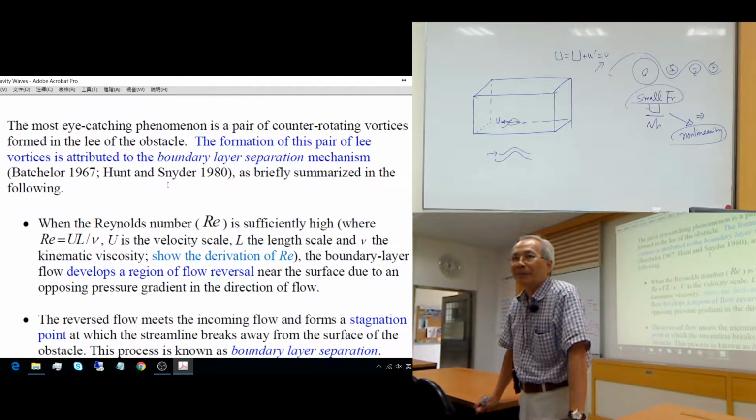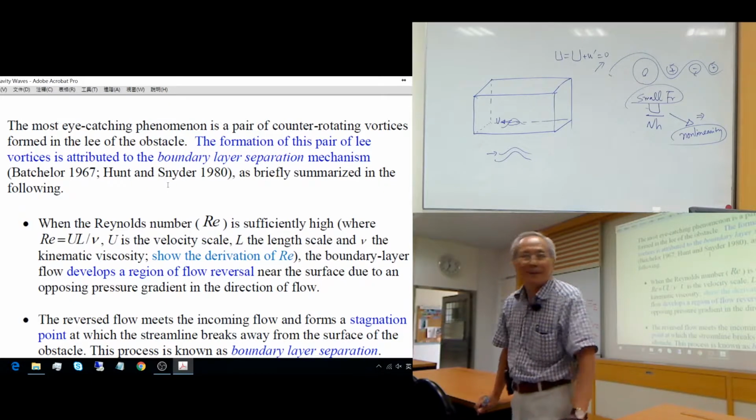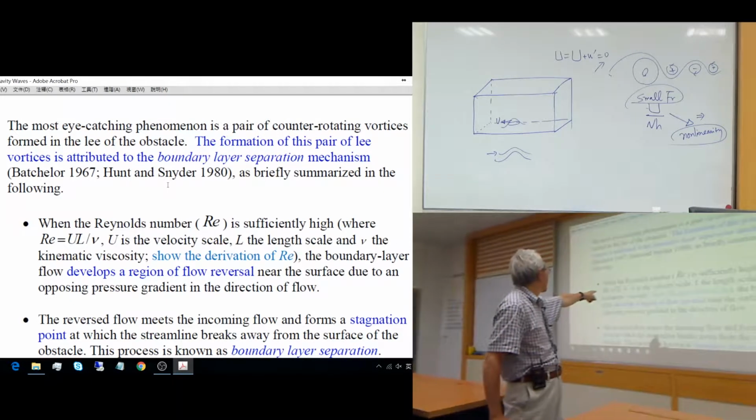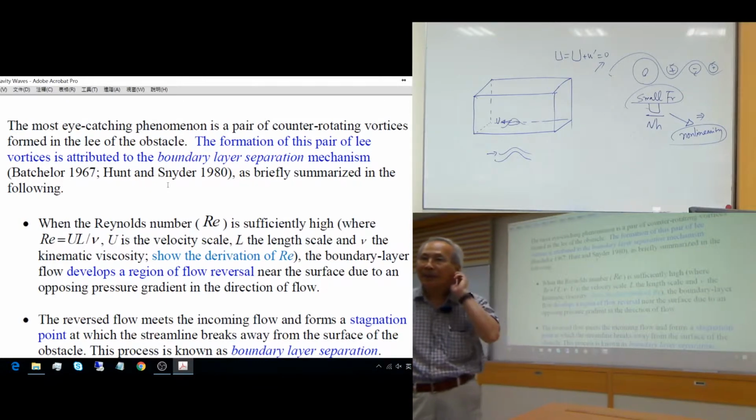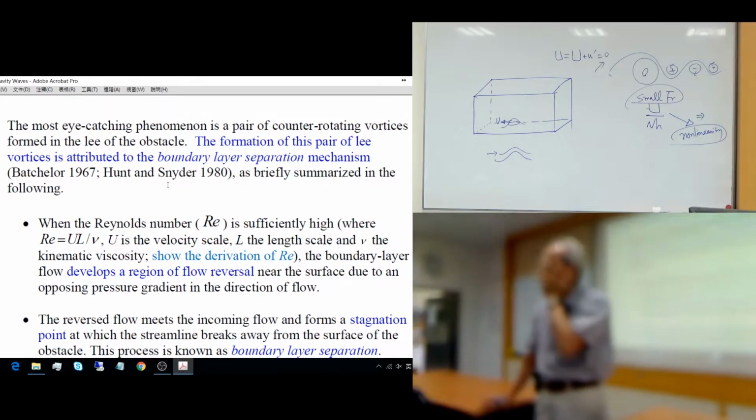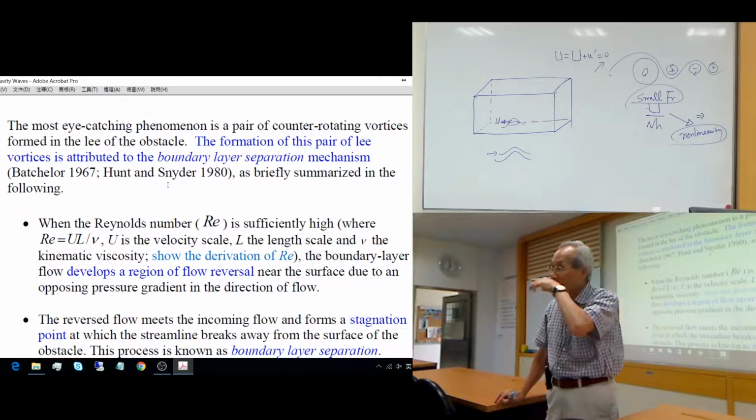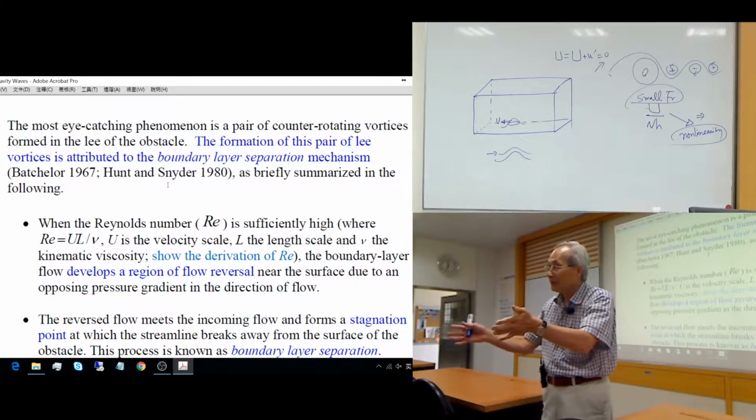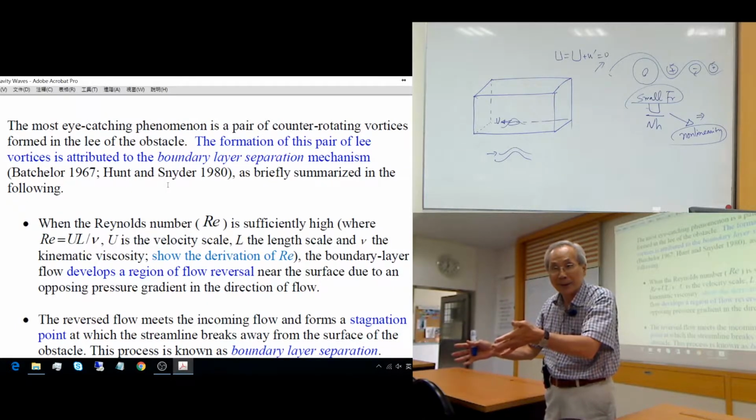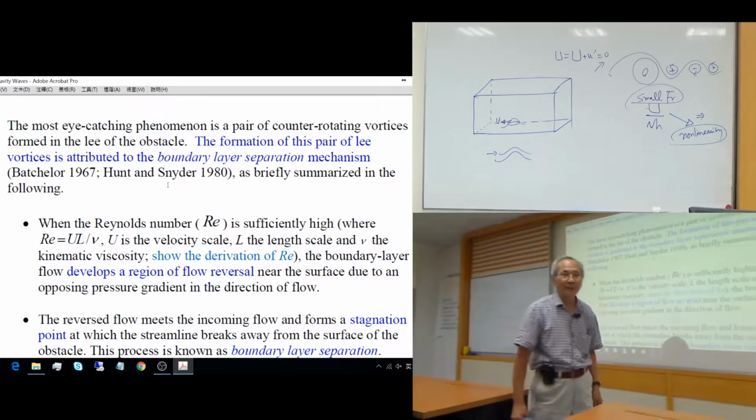The ratio of inertial force and viscosity. And the ratio of viscosity and U L, right? Yeah, okay. And what's U L? U is the basic wind speed, of course. L is the horizontal obstacle scale, the mountain scale. So U L over nu.